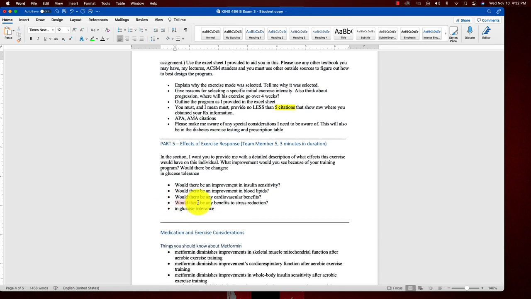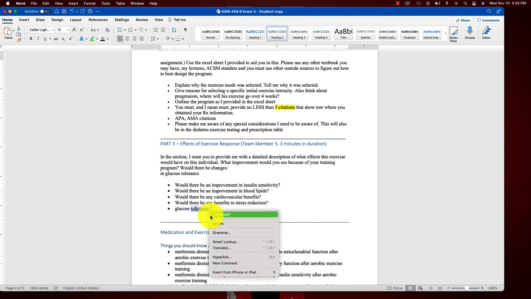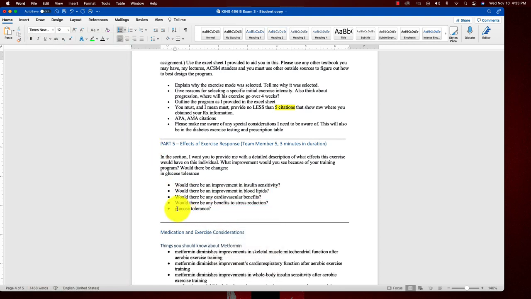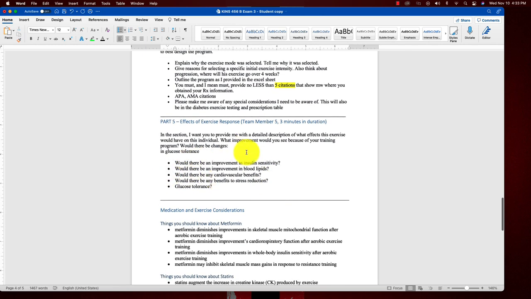So will there be, let's just say, glucose tolerance. You guys know what I mean. There we go. Let's change that so it looks pretty. There's too much space there. Let's make that a capital. Okay, so tell me about that.